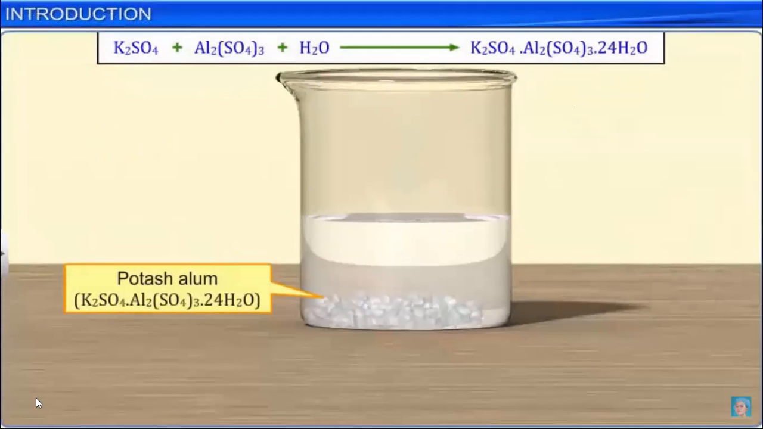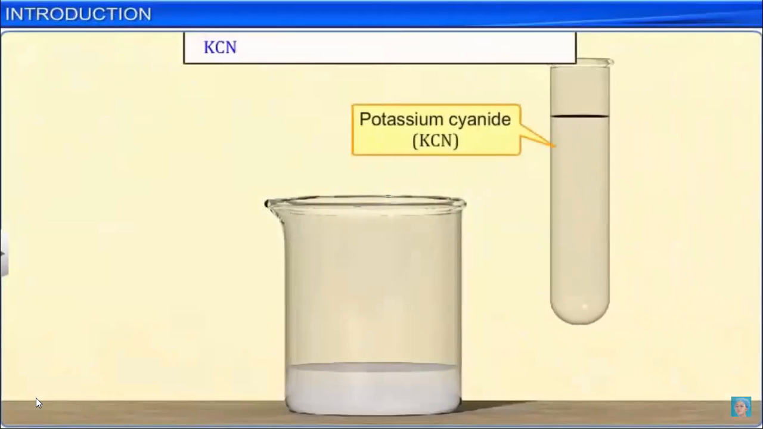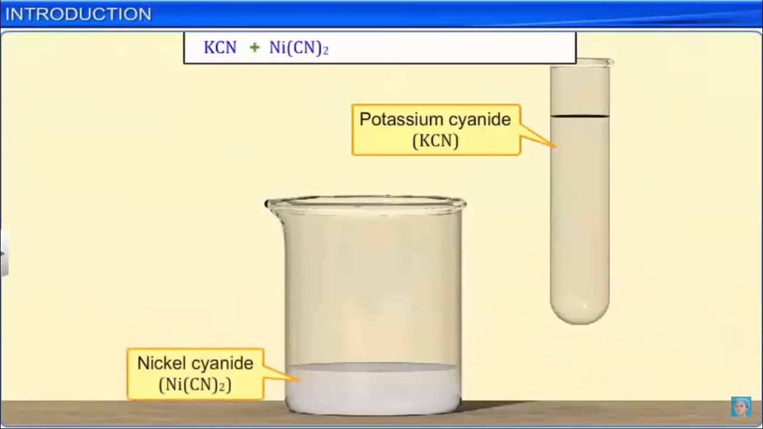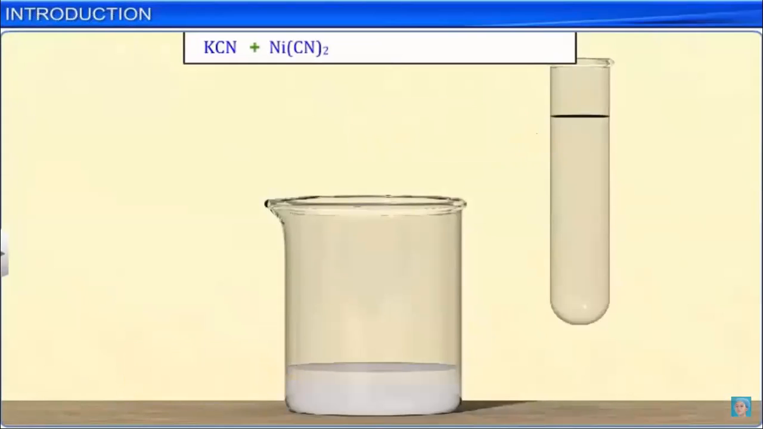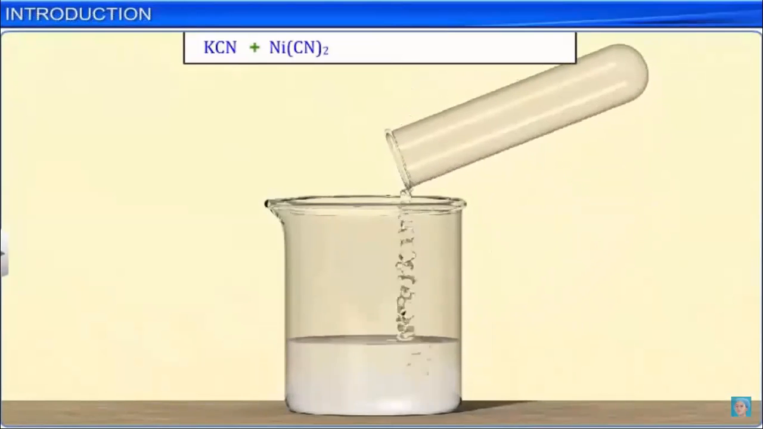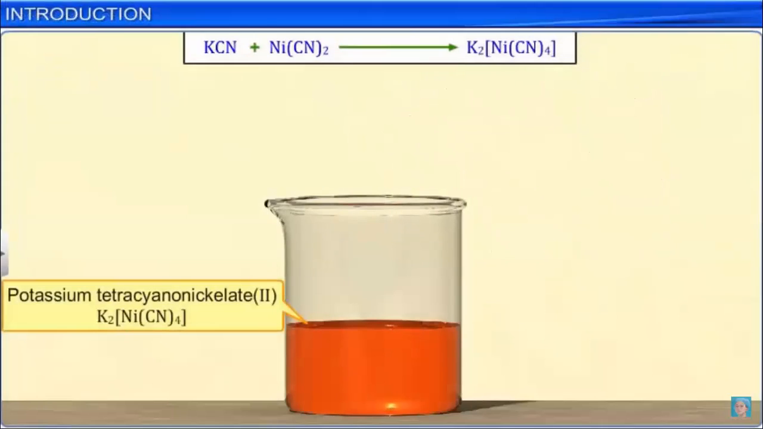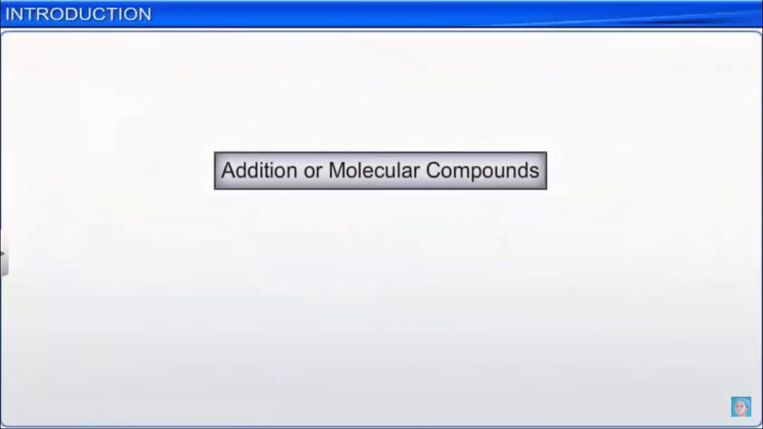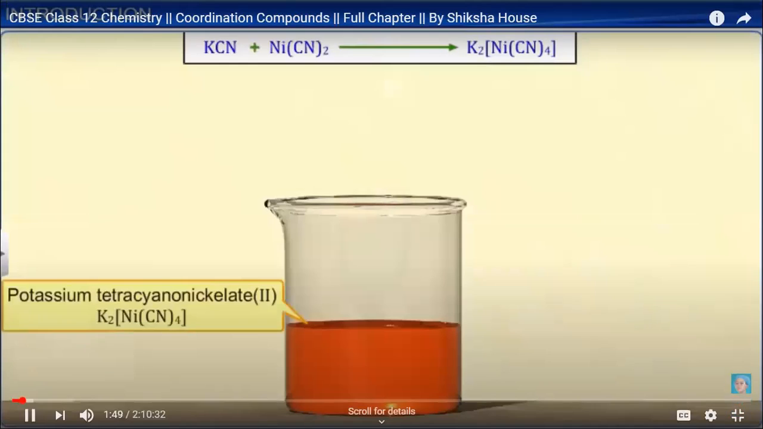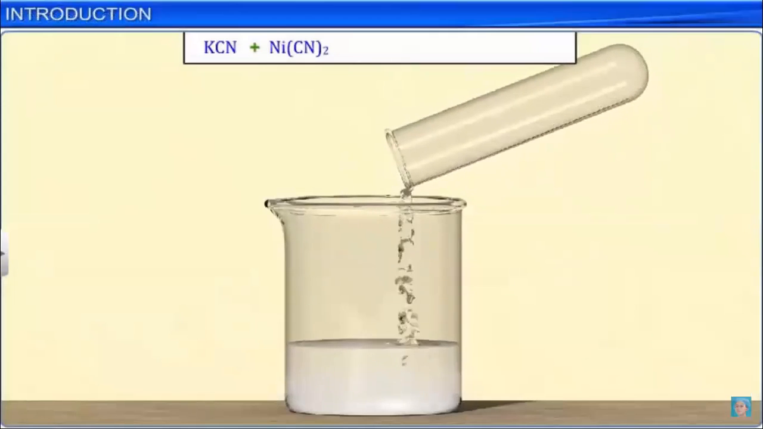If we add a solution of potassium cyanide to a white precipitate of nickel cyanide, the precipitate immediately dissolves and a red-orange solution of a new compound is obtained. On the basis of their nature, addition or molecular compounds are divided.